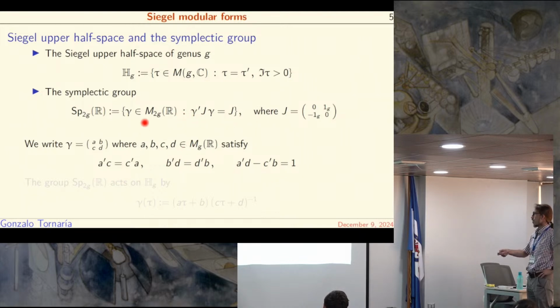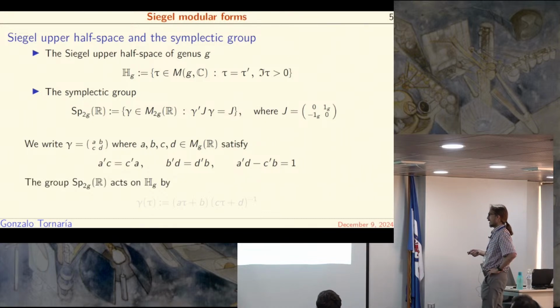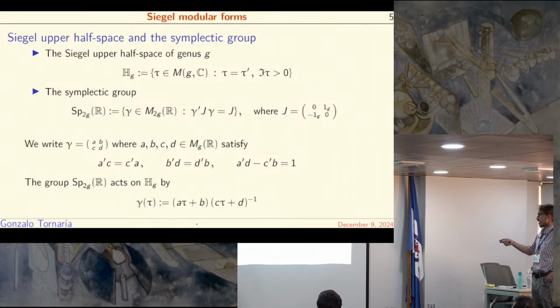So you see, when g is 1, the prime is transpose, so this is nothing because it's commutative, and this is just saying that the determinant is 1. So this is just the definition of SL2. And this group acts on H_g in the usual way. You just have to be careful of which side you multiply, but with this definition everything works out. You can figure out the details.